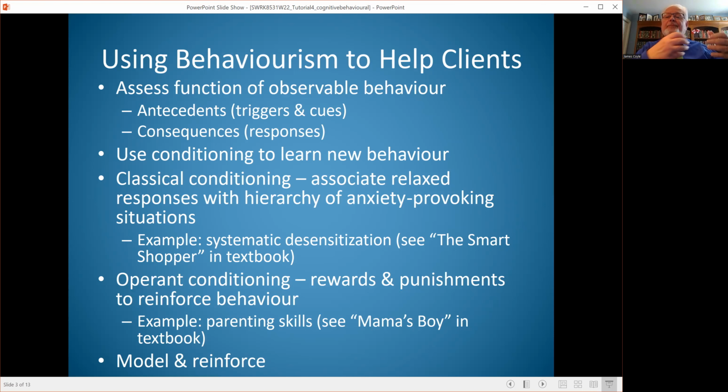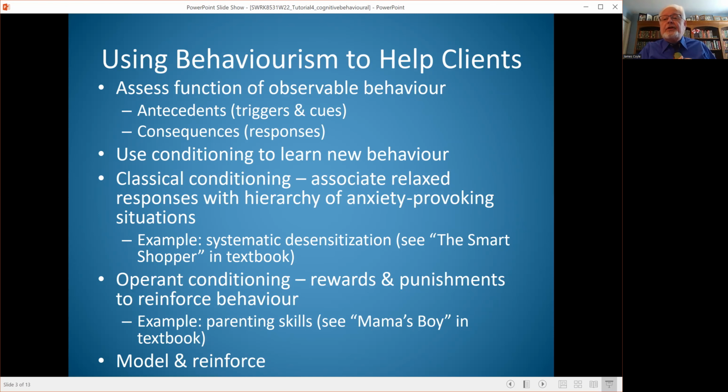So when you look at the consequences, the responses to that behavior, you can also recognize, okay, what do we do to make those consequences more adaptive, something that will be more helpful for the client. So you use the conditioning to learn a new behavior.